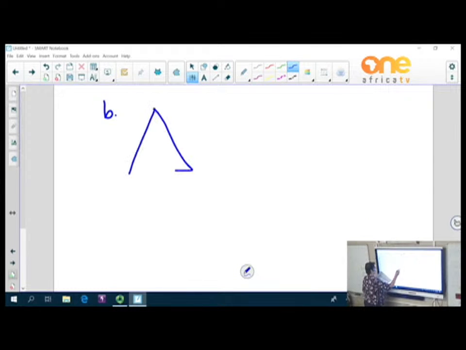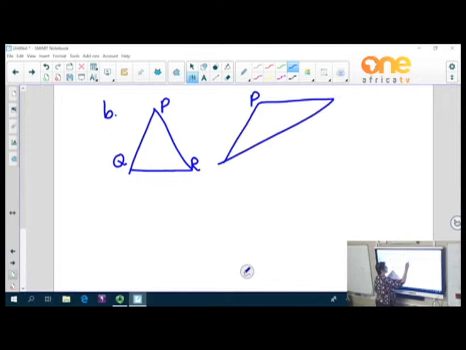Right, number B. Try Now 27. Again, we're drawing the triangle PQR. Now, if I look at it like this, that one is 120 degrees R, and this is then Q.